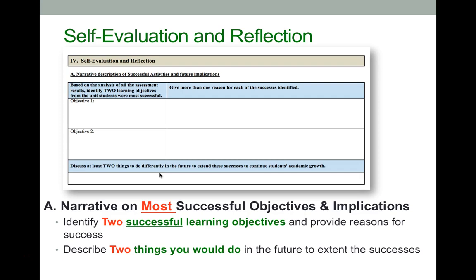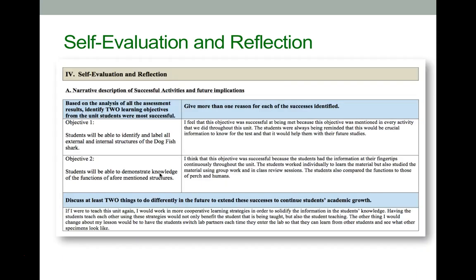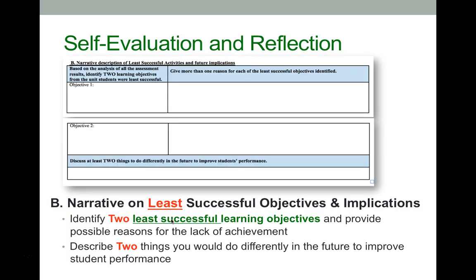So in part A, you'll look at your most successful objectives and its implications for future teaching. And it typically looks like this. They're not real long. But it'll always end with, after you've talked about your reasons why it was successful, what might you do differently to make it even better there at the end.